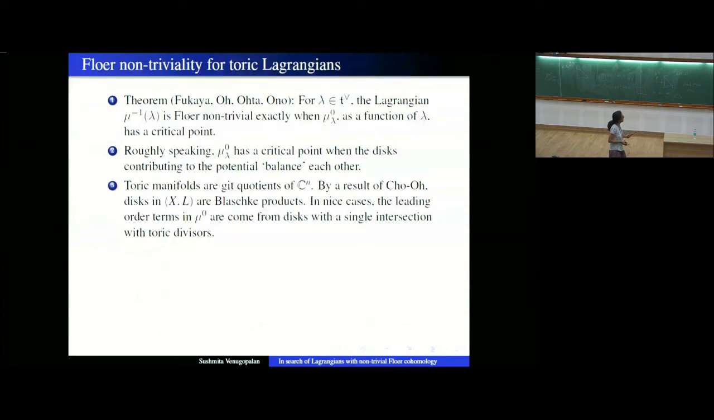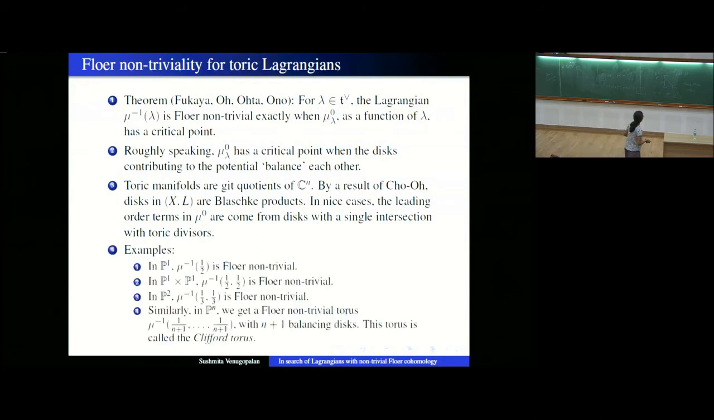So before that, what I want to say is that in toric manifolds, these disks are very well behaved because toric manifolds are GIT quotients of Cn. So disks in X, L are just going to be Blaschke products. And in nice cases, the leading order terms in mu0 come from disks with a single intersection with one of the toric divisors. So let me move on to the examples here.